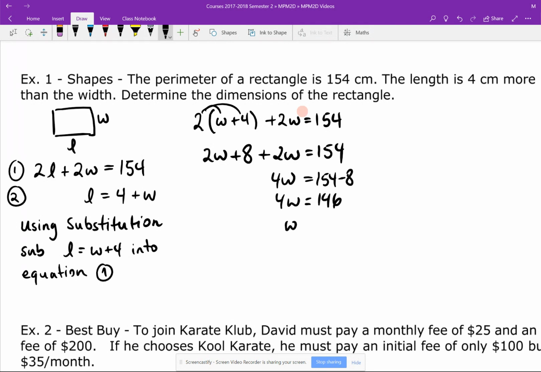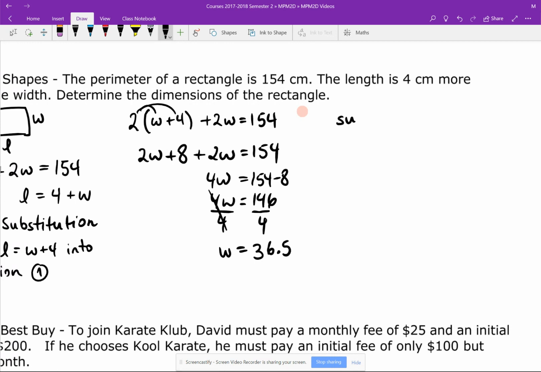And if I divide both sides of the equation by 4, I'll get my answer for W. So W equals 146 divided by 4, which gives me a decimal, so I'll put 36.5. Make sure you're not rounding. You keep your numbers as is, because otherwise you'll affect the answer.